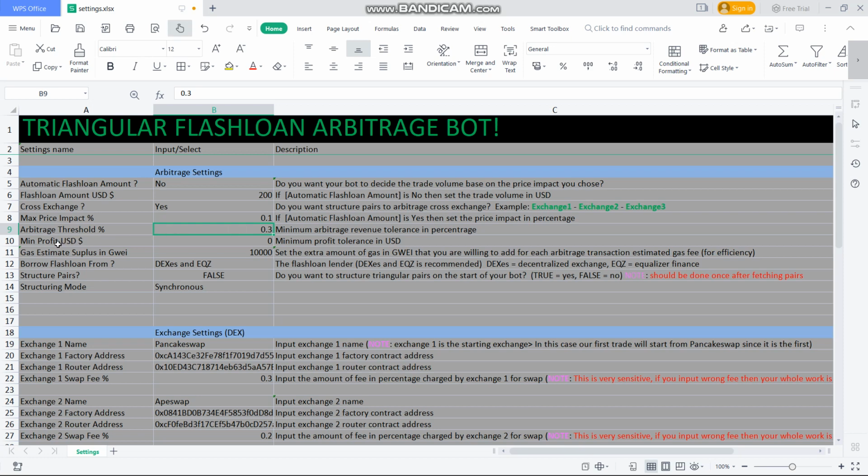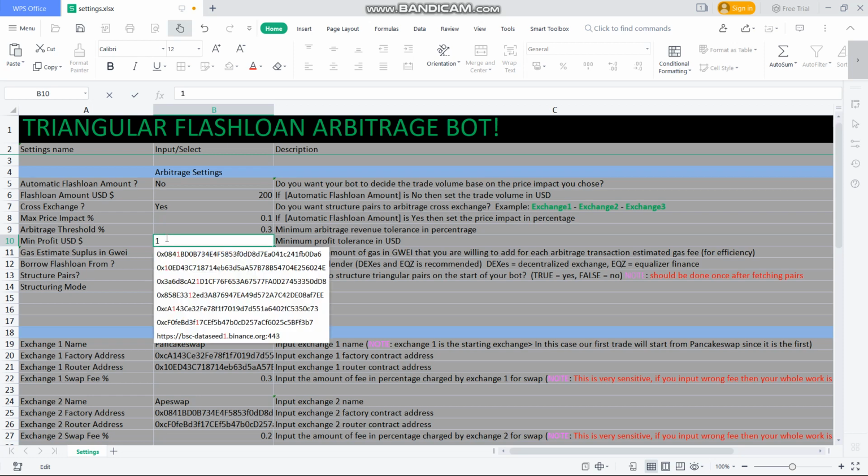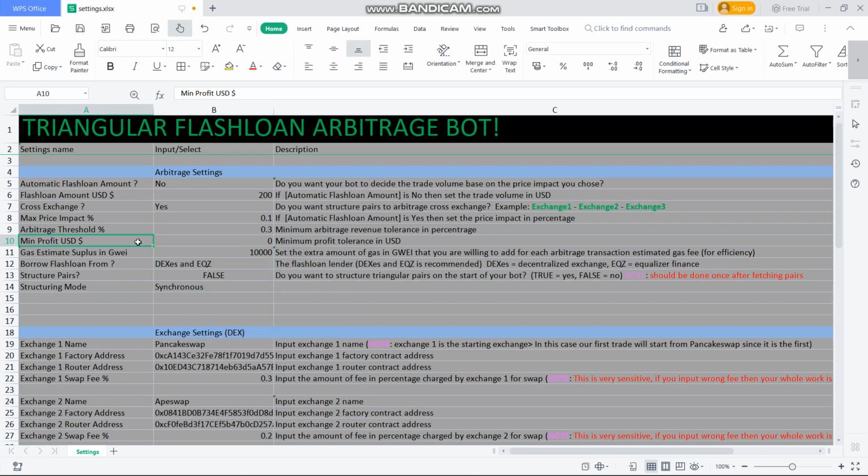And for the minimum profit in USD, this is the minimum profit tolerance in USD. So from the profit you are going to make into your wallet, if the profit is greater than 0, it will execute the arbitrage. What it means is that if your bot buys specific tokens in triangular arbitrage, it's going to pay back a loan and return some funds into your wallet. If those funds it is going to return into your wallet, after calculating the amount of gas fee it is going to pay, are not greater than 0, then the bot will not execute the arbitrage. You can decide to set 1, which means if the profit is not greater than 1 it will not execute, but the recommended value is to always be 0. So that is it for these settings.